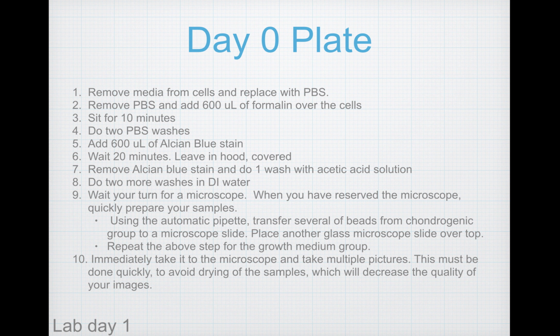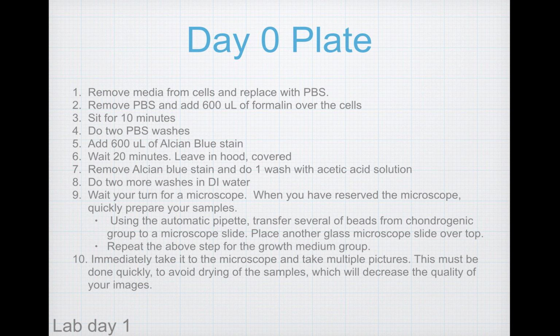Now I know this next step might seem odd, but it's the nature of a day 0 plate. What you're going to do is take your day 0 plate, and I know you just added media to the cells, but you're going to now immediately remove the media from the cells and replace it with PBS. Then you're going to remove that PBS and add 600 microliters of formalin over the cells.